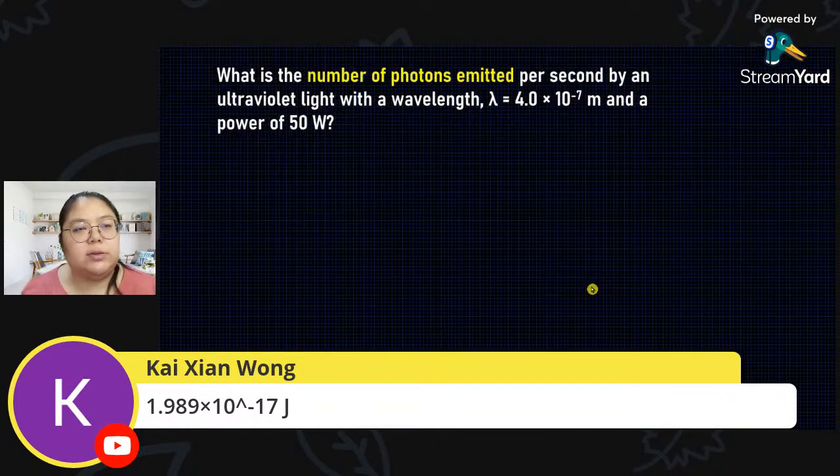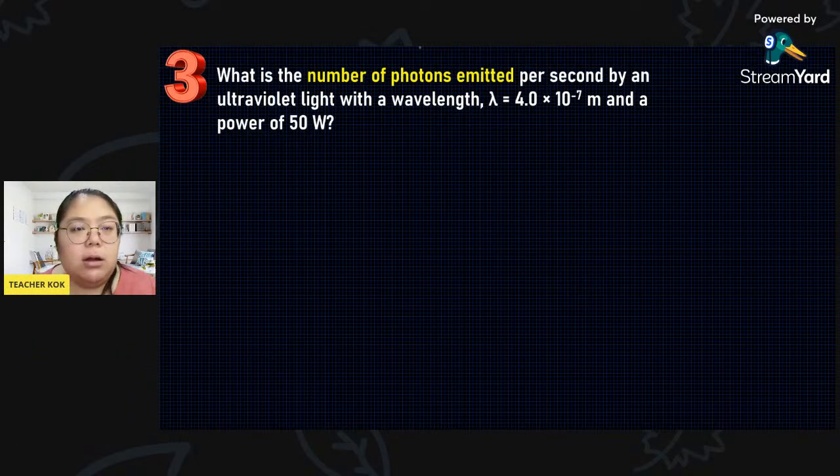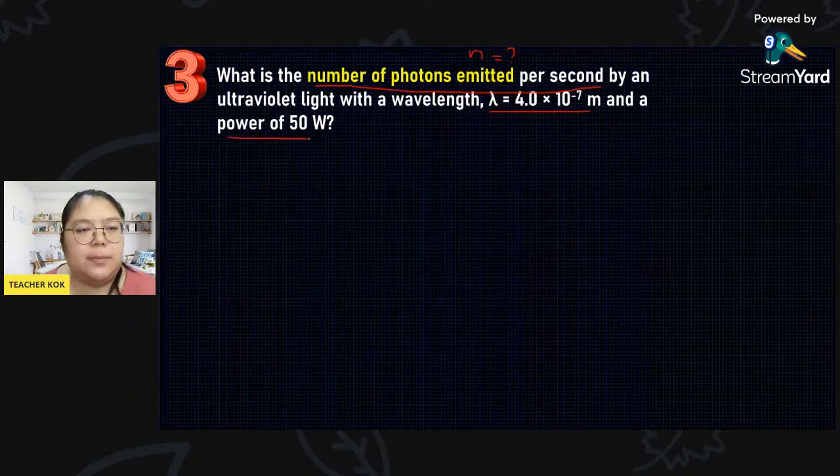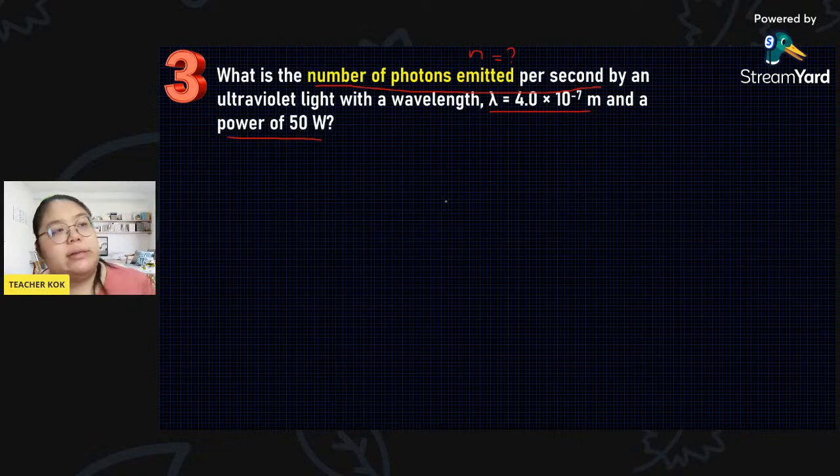Okay, the next one is number 3. In number 3, there is a number of photons emitted per second. They ask you for N. N is how many? We don't know. It is emitted by an ultraviolet light, the wavelength is provided and the power is also provided. So now that they bring the power, you need to think about the power formula.